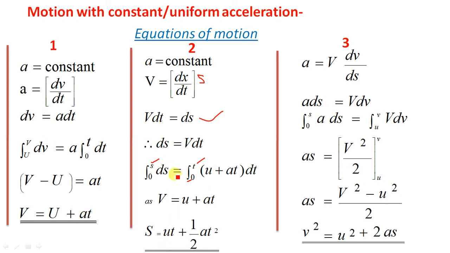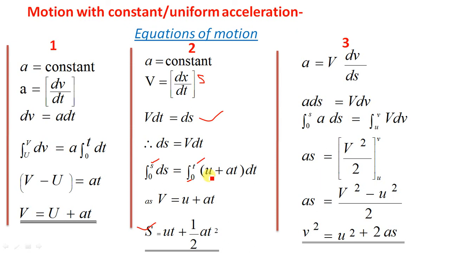So you will get the value ds is equal to u plus at into dt, integration over 0 to t. Now integration of u plus at, that is ut plus at square... okay, so integration of ds is nothing but the s. Substitute the upper limit minus lower limit, that is s minus 0, so you will get the value of s.